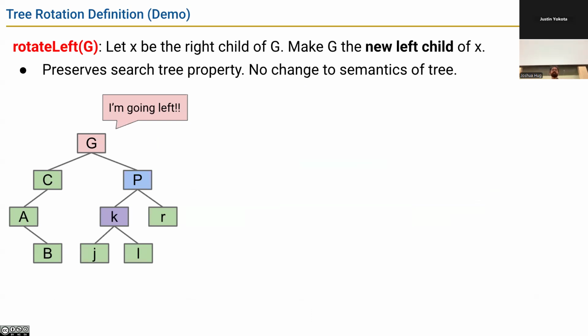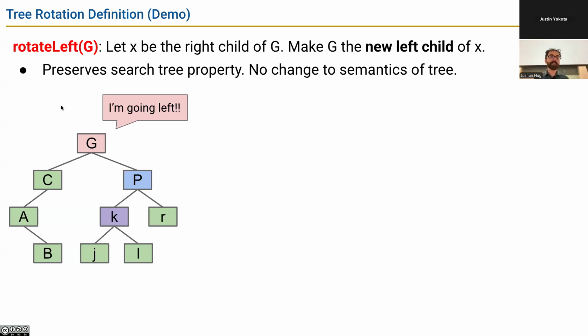So this is one way to think about rotate left of G. So what I'll say is, suppose X is the right child of G, the process of rotating G to the left is to make G into the new left child of X. So whoever G's right child was, now G is going to be that item's left child. And this is important, this specific structure is going to preserve the search tree property. There's no change. It doesn't mess up the fact that on the left is things that are left and on the right is things that are right.